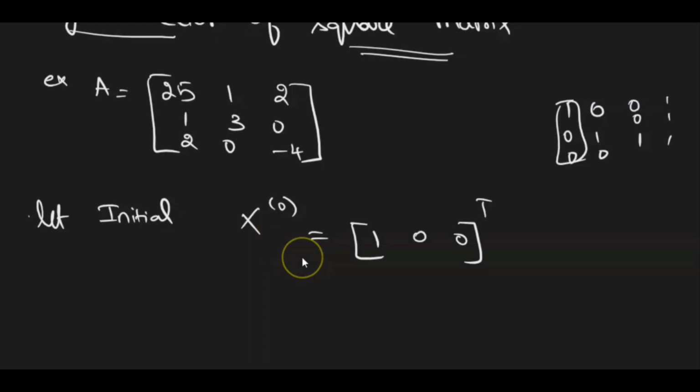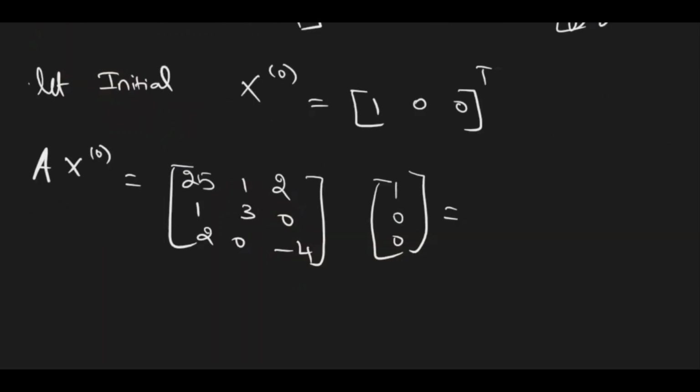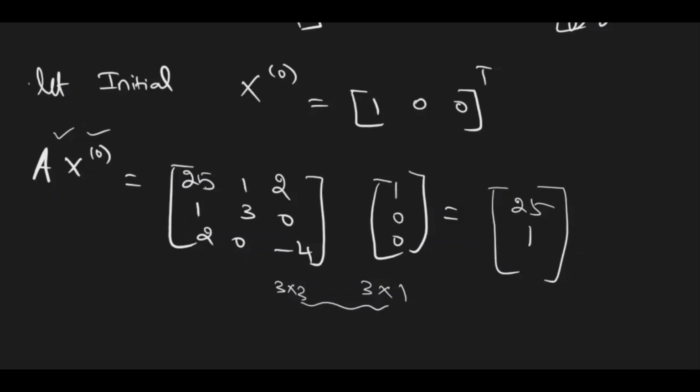Now we are going to multiply A, the given matrix, with x power 0. It is a simple multiplication. Because it's a 3 cross 3 matrix times a 3 cross 1, the resultant will be a 3 cross 1. So 25 into 1 plus 1 into 0 plus 2 into 0, which is nothing but 25. Again, 1 into 1 plus 3 into 0 plus 0 into 0, so that is 1. And the last row: 2 into 1 plus 0 into 0 plus minus 4 into 0, which is 2.